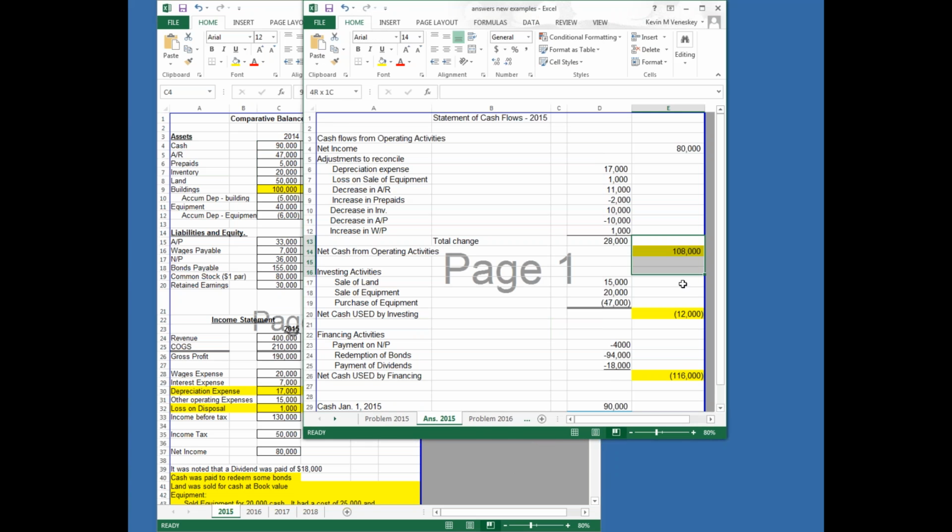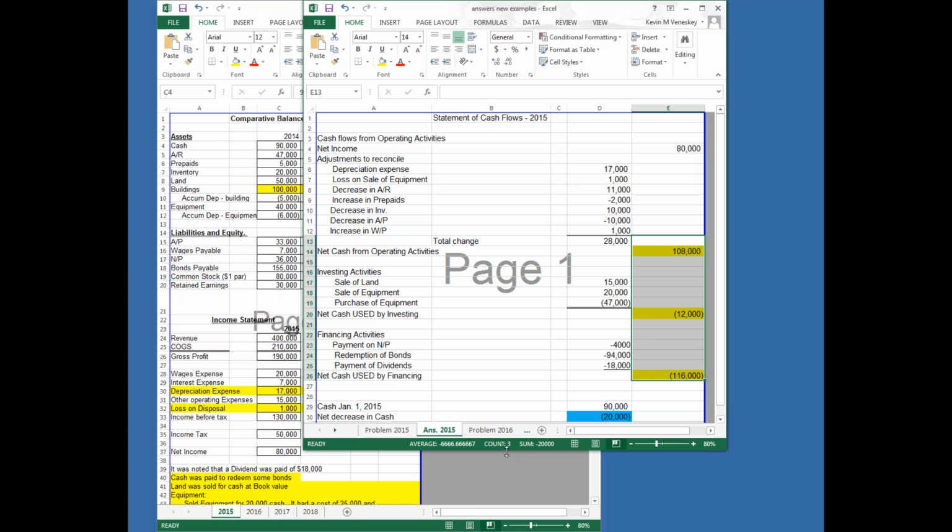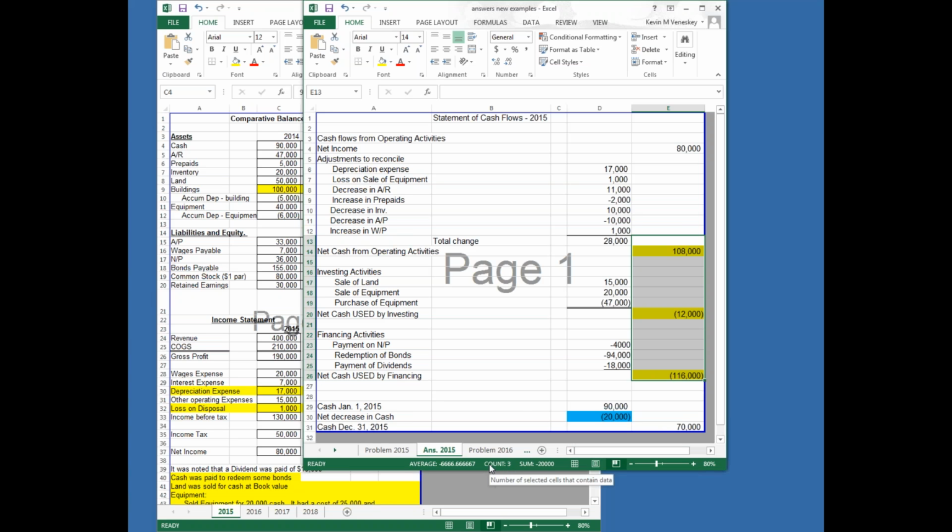When I add up all of these changes, it's time to add up operating, investing, and financing. When I add up all of these, I have a negative 20,000. I spent more money in cash than I brought in. So my final cash value at the end of 2015 should be, if I started with 90 and I spent 20,000 more than I brought in, 70,000.